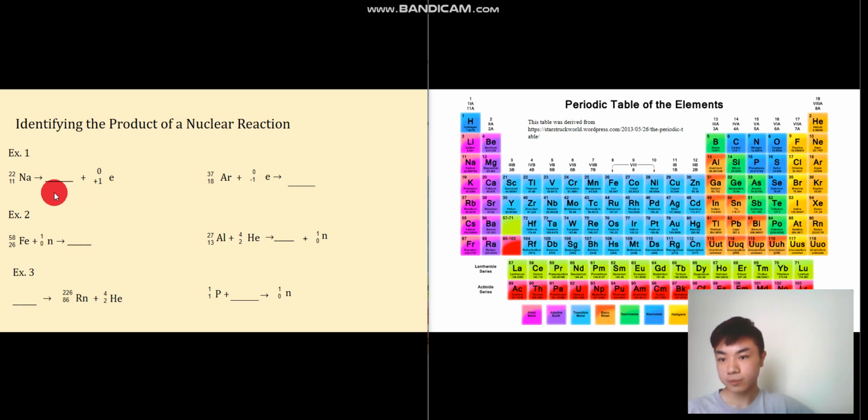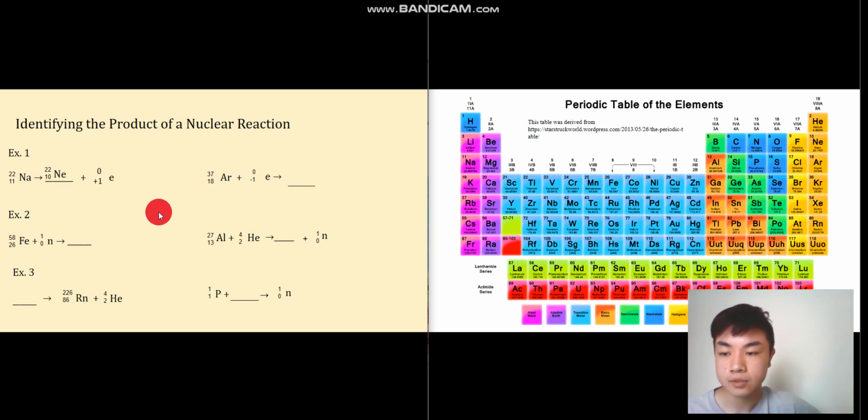In example 1, we have sodium, and we know that the atomic number is 11. So we need to add something to 1 to make sure that it's 11, and that's going to be 10. 10 on the periodic table is neon. It's going to be 22 for the mass number of neon because we have 22 on the left side, and so 22 plus 0 is going to be 22. And so it's just going to be 22 over 10 for neon.